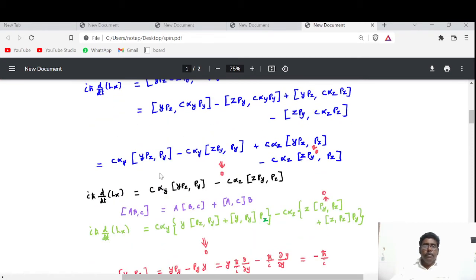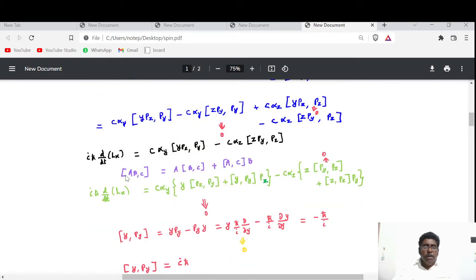Here the second compartment is having [z py, py] terms. These two terms are expressed in py, so this compartment is 0. See this [y pz, pz], these two are expressed in pz, so this term is also 0. So the value of iħ d/dt of Lx equals c αy [y pz, py] minus c αz [z py, pz].